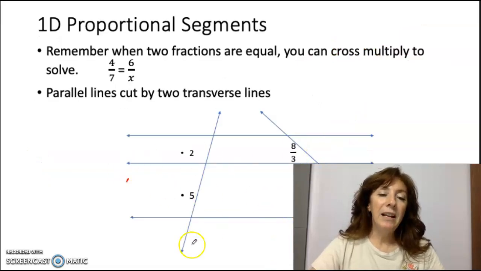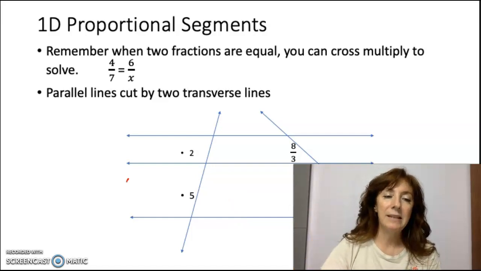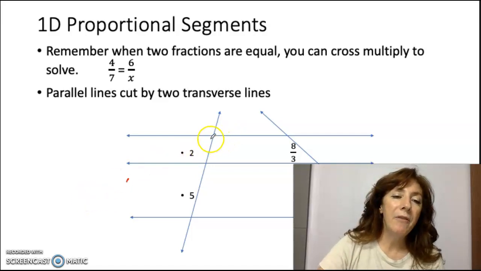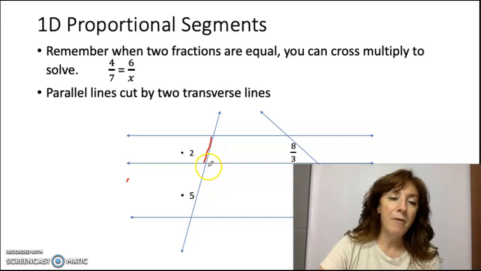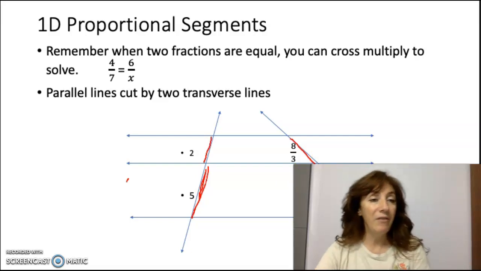When we have parallel lines cut by transversals, we can also figure out the measure of the segments, or the pieces of those cut-through lines. Here we're told that from here to here is 2. That's how long that segment is. And from here to here is 5. From here to here is 8/3. And here, we don't know this last segment, but we can find it.